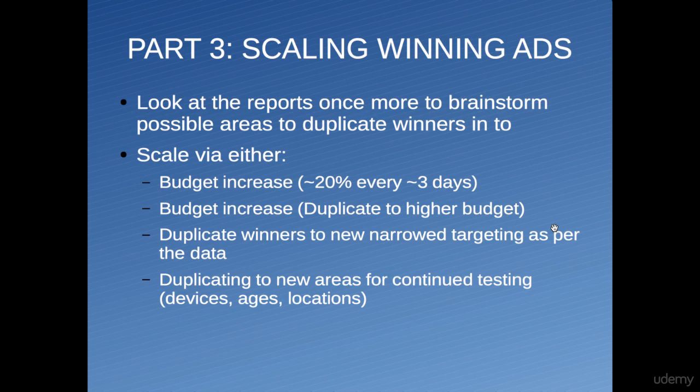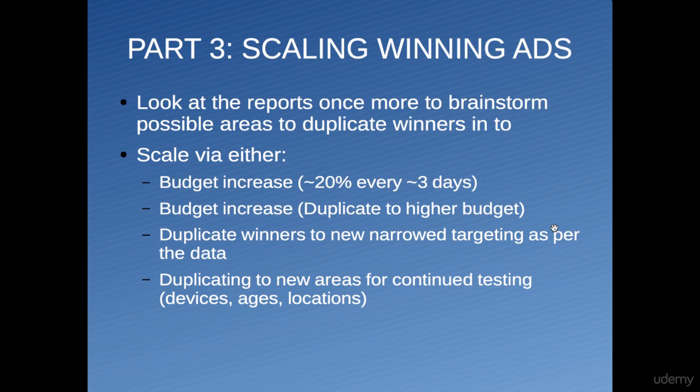Or my favourite, which is the one I'm probably most likely to do in this campaign, duplicate winners to new narrow targeting as per the data, or duplicate the winners to new areas for continued testing. So for example, if we have ad sets running profitably, hitting a specific audience on iPhone, we can duplicate that ad set and we can hit that same audience but on desktop only or Android only, for example.